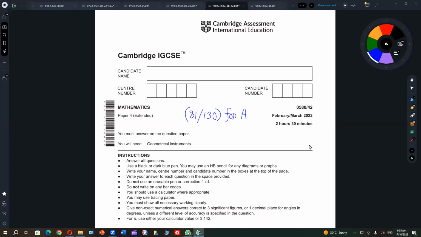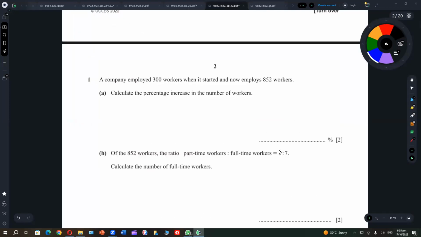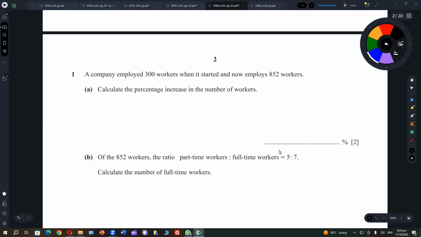This is March 2022, Paper 42. A company employed 300 workers when it started and now employs 852 workers. Calculate the percentage increase in the number of workers.